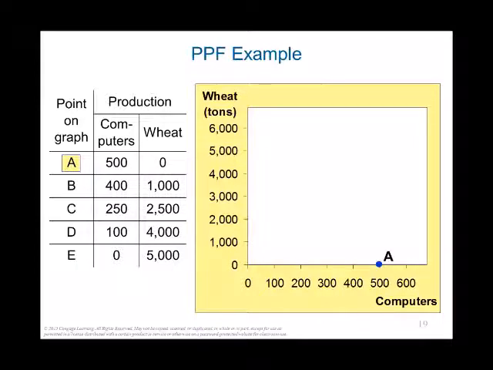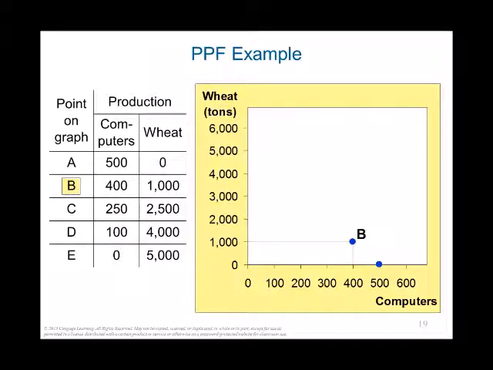If we wanted to plot point B onto this graph, we are producing 1,000 tons of wheat, or we're producing 400 computers. Notice that it doesn't matter if the wheat is on the vertical axis or the computers on the horizontal axis. I could have actually switched. I could have put computers on the vertical axis and wheat on the horizontal axis.